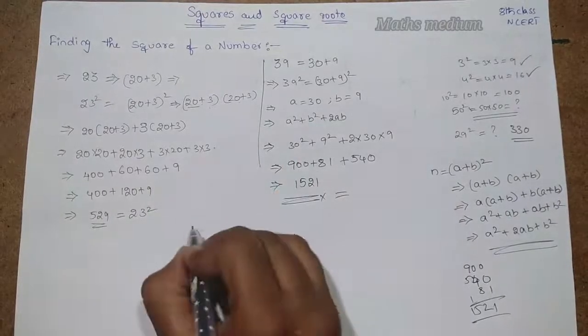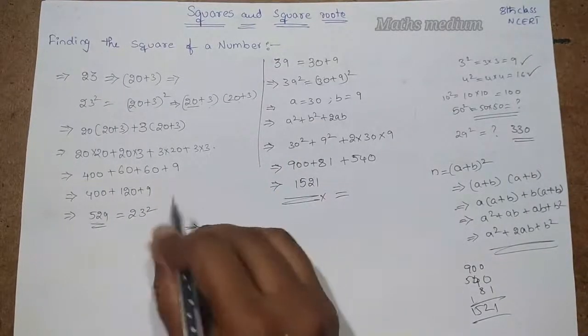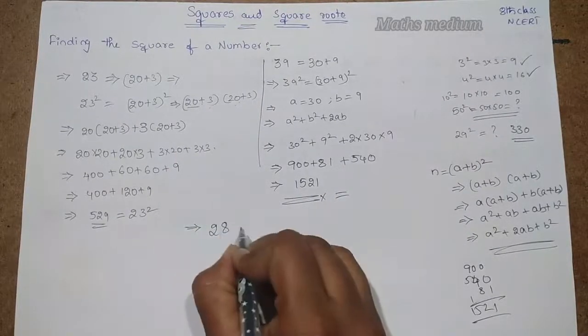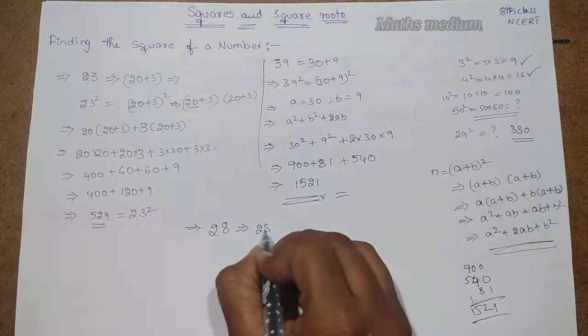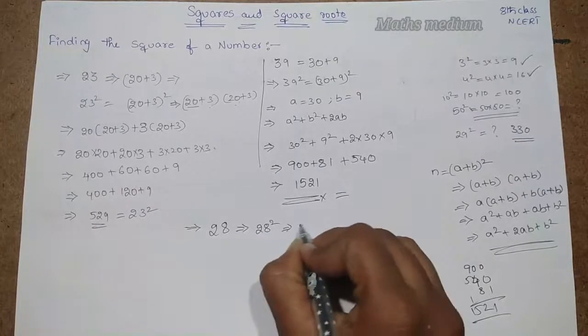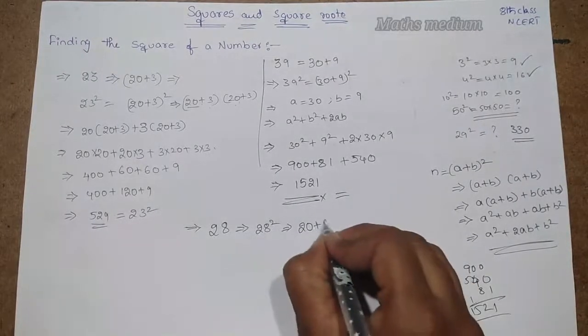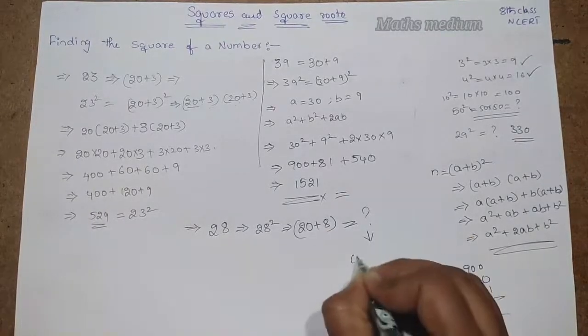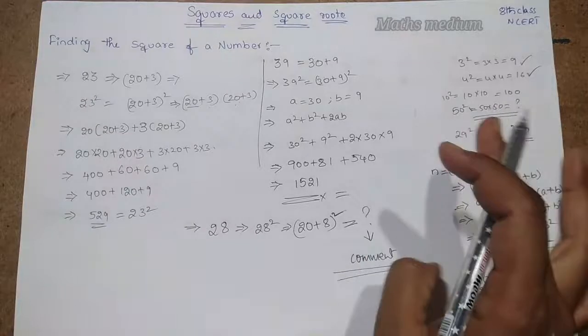I am giving one question here to find the square of a number, that is 28. You have to find 28 square. I am doing it in a simple way, 20 plus 8. I want the answer in the comment box. Please comment this answer in the comment section.